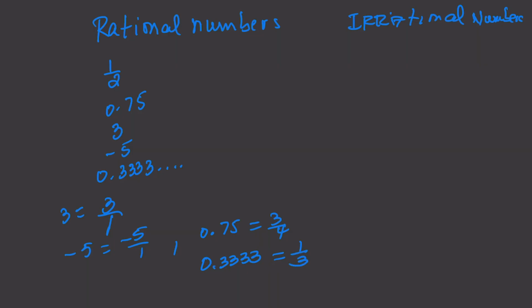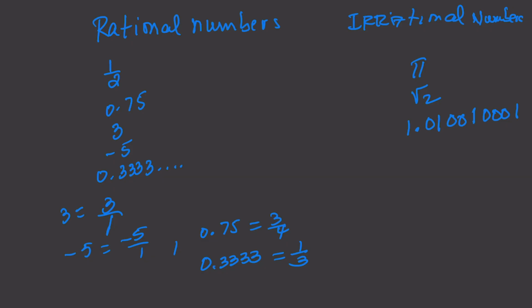Now, irrational numbers. Irrational numbers cannot be written as a simple fraction. They go on forever and never repeat. Examples of irrational numbers are pi, the square root of 2, and weird numbers like 1.010010001, and so on. You can't write any of those as fractions. That's why they are irrational.